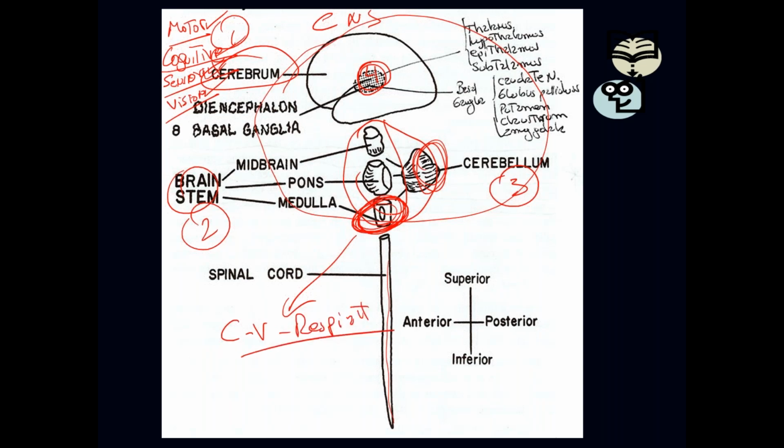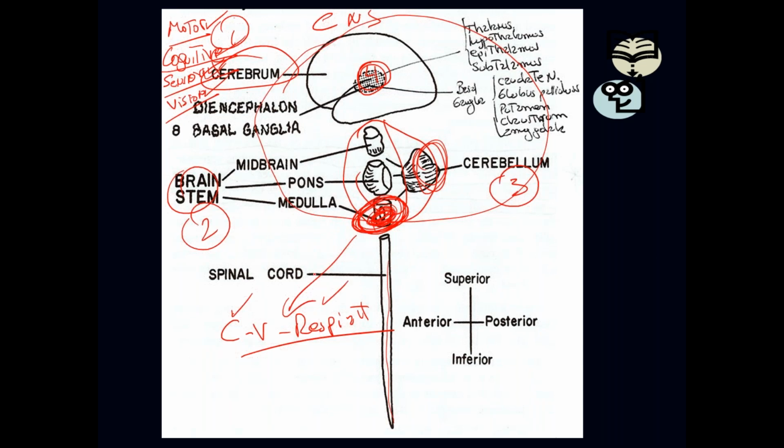So that is the area that is going to be affected if, for example, you have a whiplash in a car accident. This area is going to be mostly affected, so you have arrhythmias, you have respiratory arrest, etc.